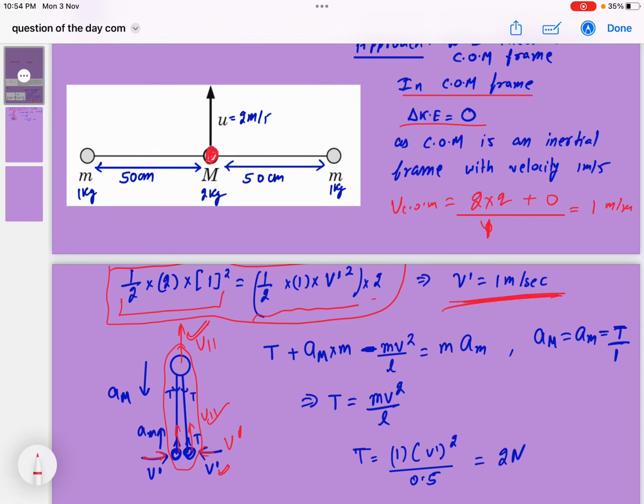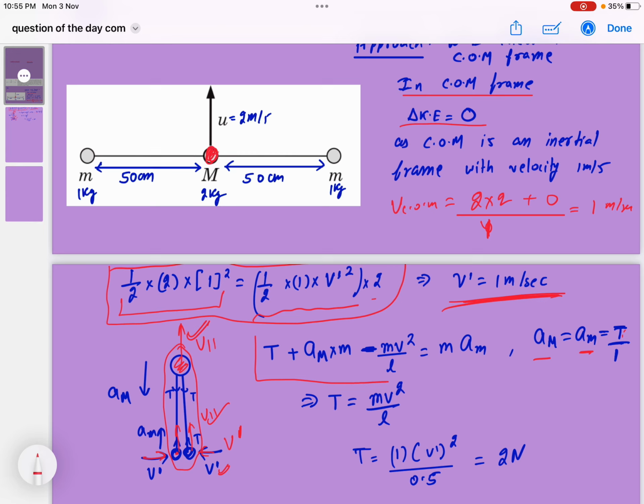Now again, here the masses are such that the acceleration of the big mass M and the small mass m are equal, that is T by 1. I am talking about magnitude. On the bigger mass, the tension is 2T and the mass is 2 kg, so the acceleration is T by 1. Similarly for the smaller disc, the tension is T and the mass is 1.